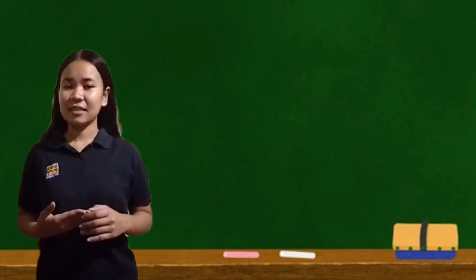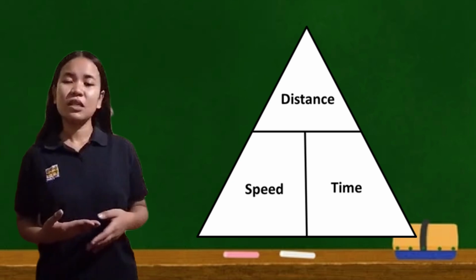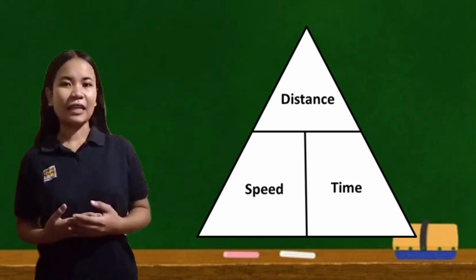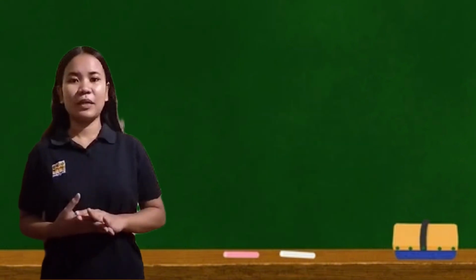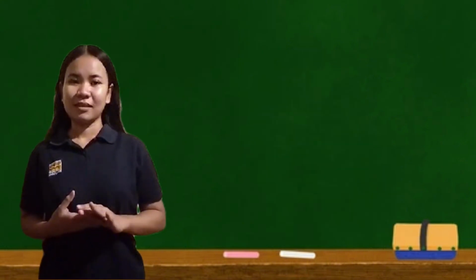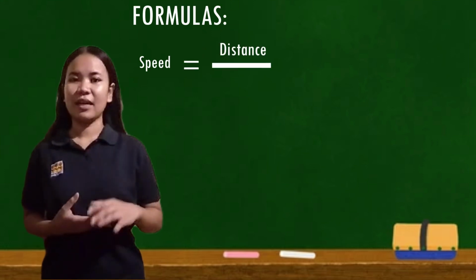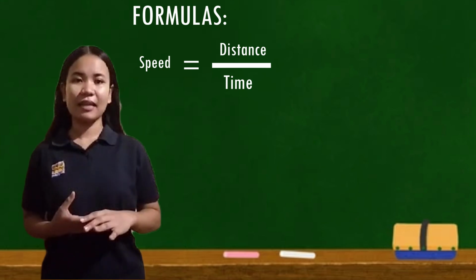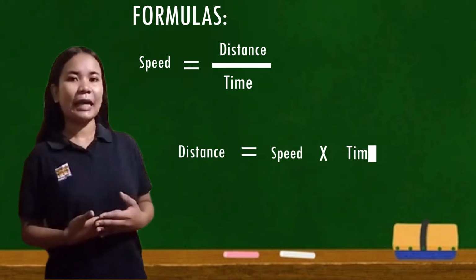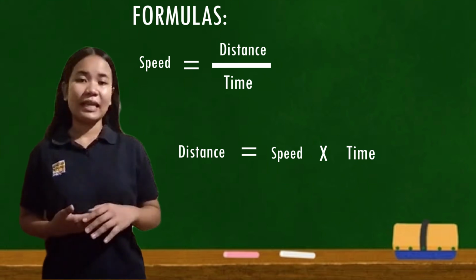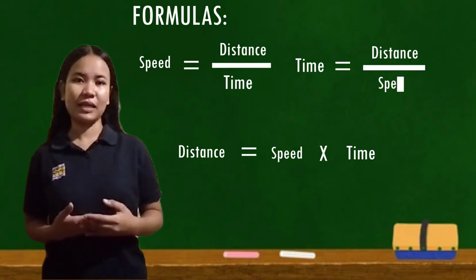To make it easier to remember, we use this speed triangle. Just cover the value you need to find and the formula will appear. To find speed, we cover the speed. So speed is equal to distance over time. And to find distance, we cover distance: distance is equal to speed times time. Lastly, to find time, time is equal to distance over speed.